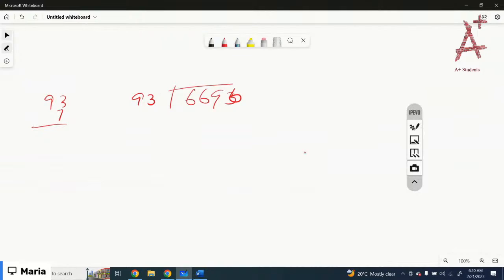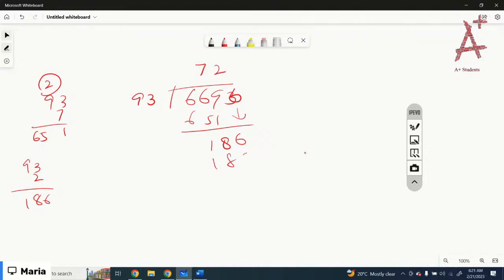So 7 times 3 is 21. Here you have 1 and here you have 2. 7 times 9 is 63, 64 and 65. It would be 651. So we can go for 93 times 7. That is 651. So subtract: 9 take away 1 is 8, 6 take away 5 is 1. And bring the next digit down. That is 186. Got it? And 93 times 2 is 186, since 2 times 3 is 6 and 2 times 9 is 18. So 186 take away 186 is 0. Got it?